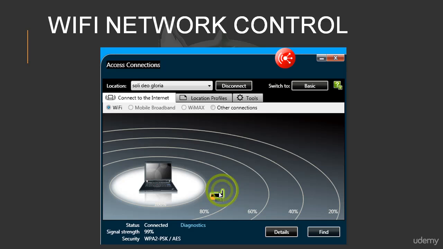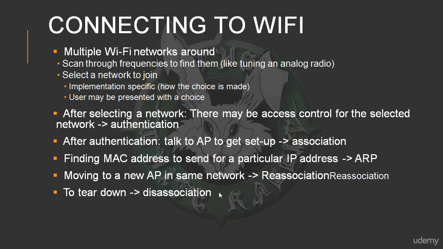So what is happening when it's trying to connect to that network? What does it mean? So this issue about the multiple Wi-Fi networks around, what's actually happening is that, in order to show you a GUI like what we saw in the previous slide, the network interface card is actually scanning through different frequencies to find the different Wi-Fi networks around.